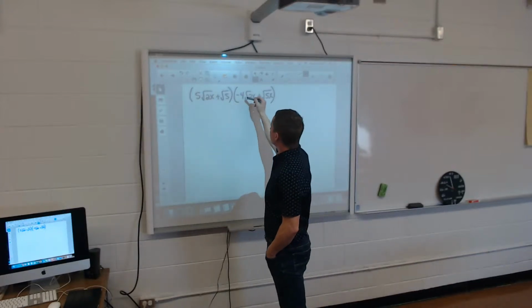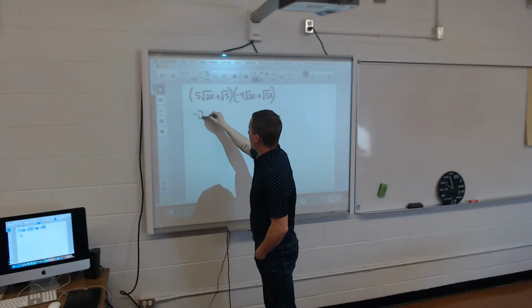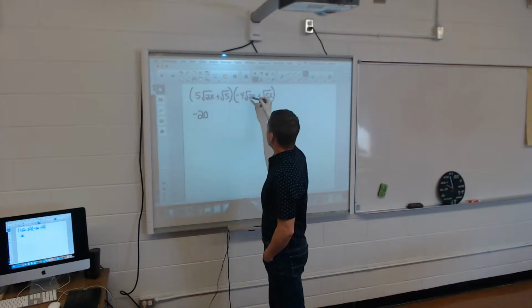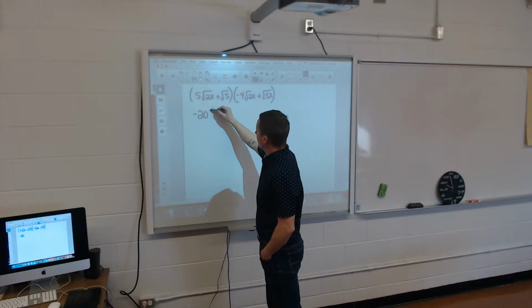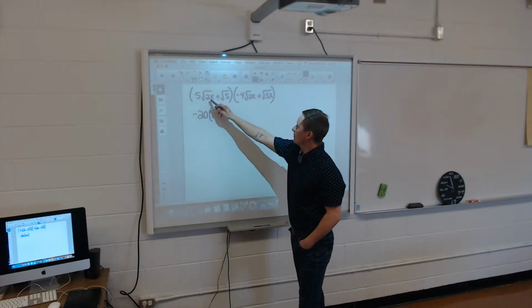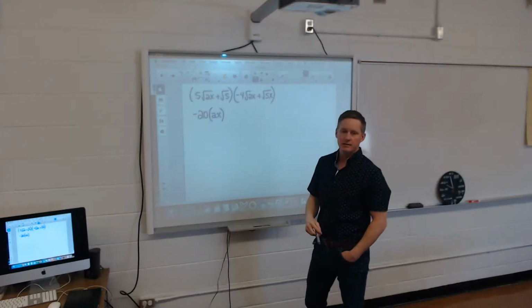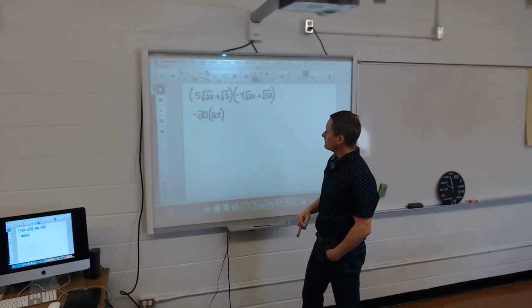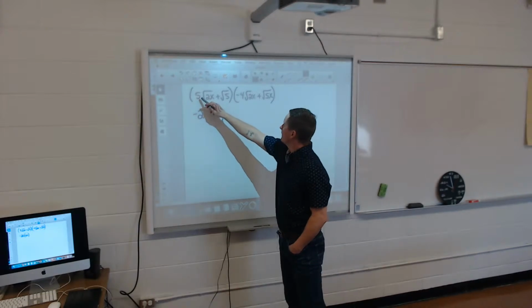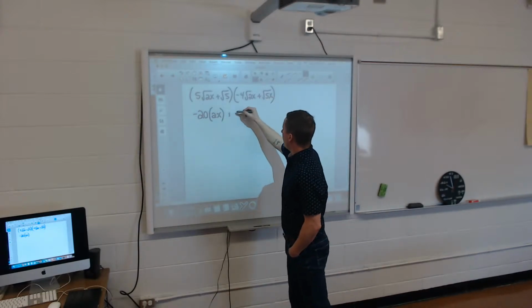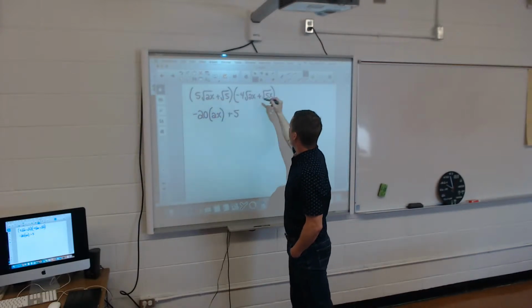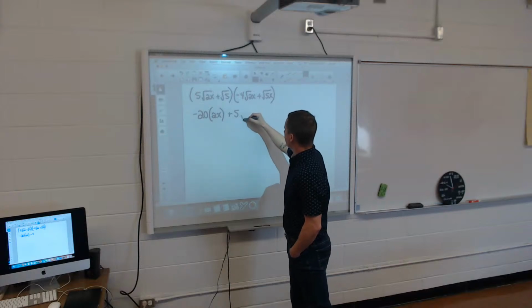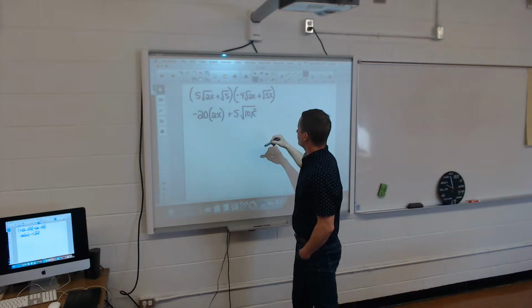So the first is 5 times negative 4, which is negative 20. Root 2x times root 2x. Well, that's 2x. So square root 2x times square root 2x is just 2x. Outside, 5 times 1 is 5. Root 2x times root 5x is root 10x squared.